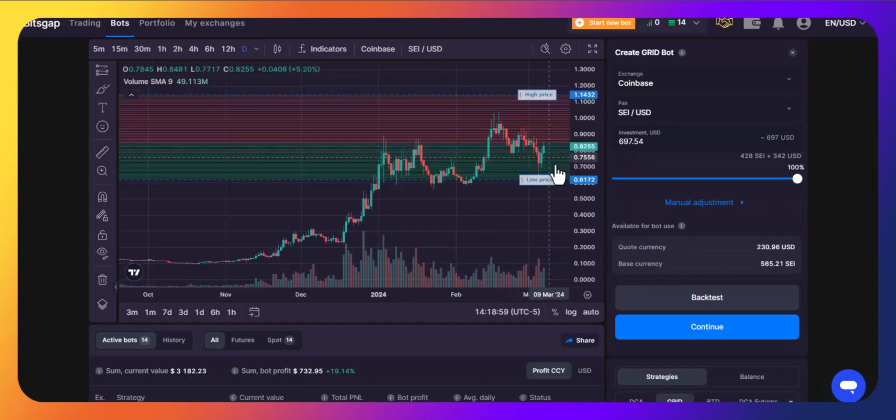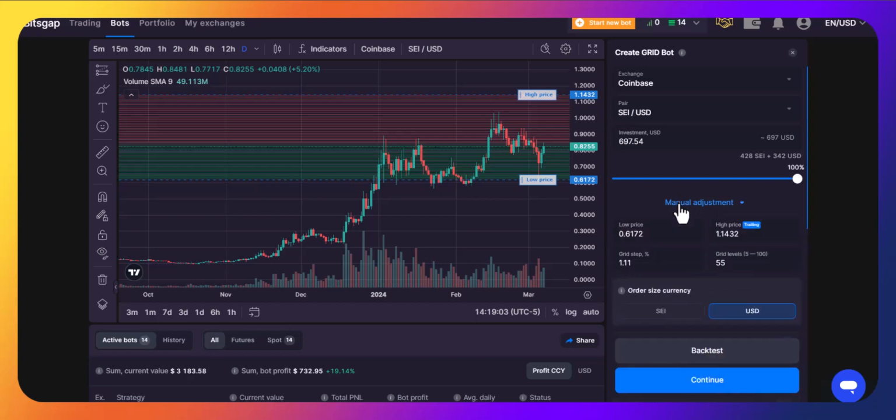Now we have our bot. As I always tell you, you want to manually adjust it because it has its own grid steps, but we don't want to do whatever it's telling us. We want a 1.89 grid, and about 32 grid levels is fine.